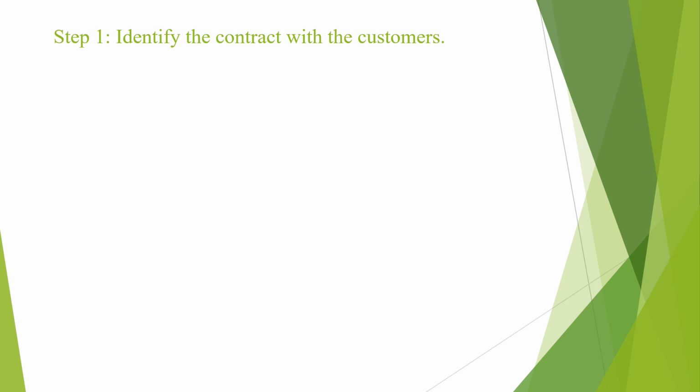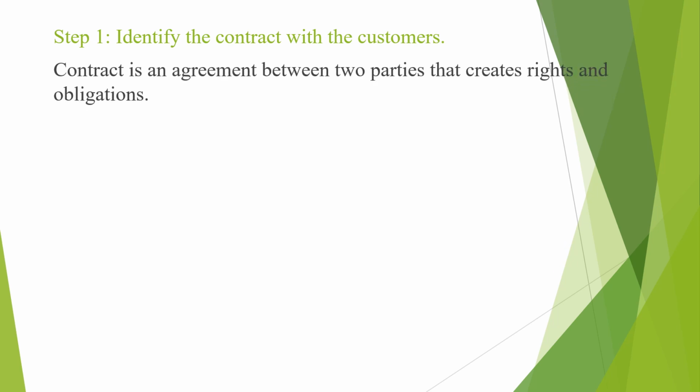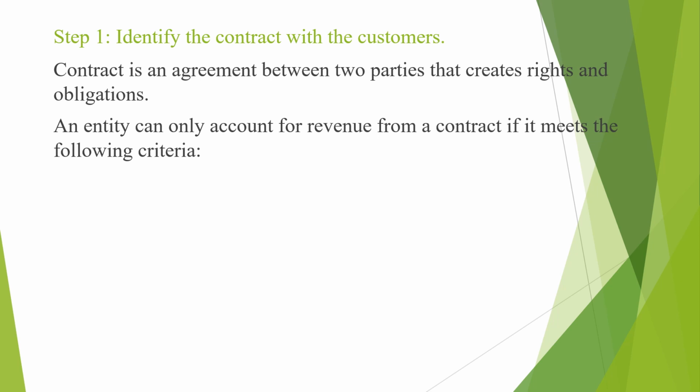The first step is to identify the contract with the customers. When we talk about a contract, it's an agreement between two parties that creates rights and obligations. So when I enter into a contract to sell my vehicle, the customer has the right to receive the vehicle and my obligation is that I deliver the vehicle. So the first step in recognition of revenue is to identify the contract with the customer.